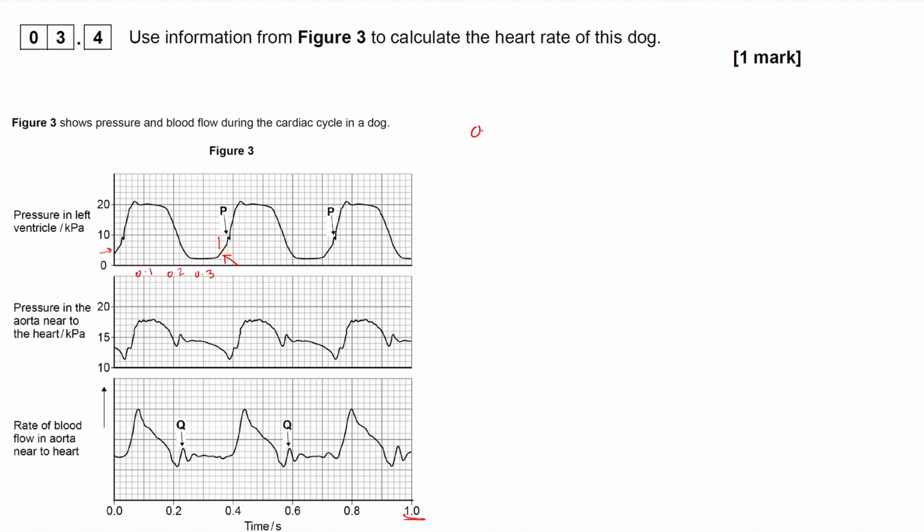So it will take 0.36 seconds for one heartbeat. And then we can calculate in 60 seconds how many heartbeats there will be. And that will be 1 over 0.36 times 60. And that would be roughly 167 heartbeats per minute.